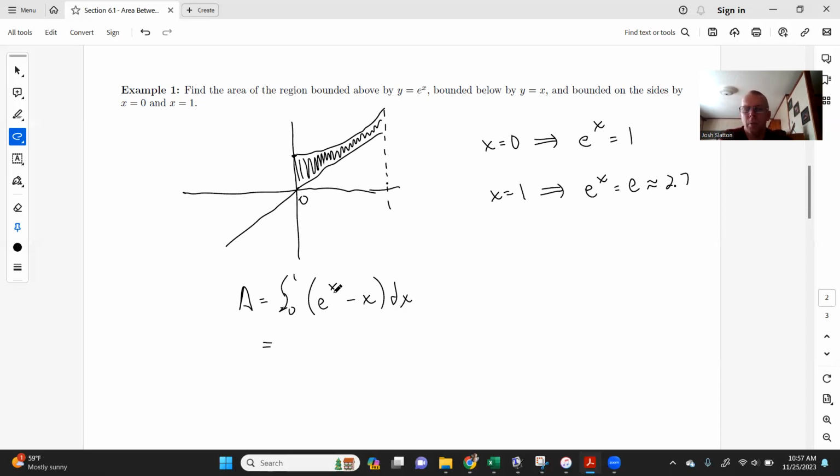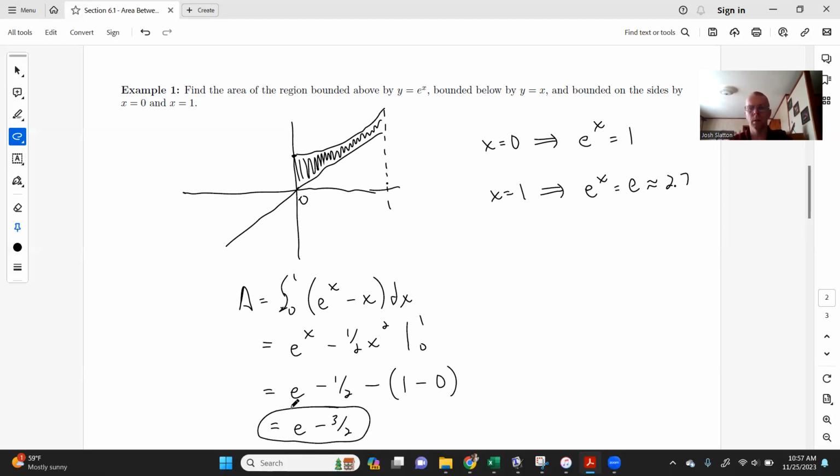It's a fairly straightforward integral. The antiderivative of e to the x is e to the x. The antiderivative of x is 1/2 x squared. Evaluate it from 0 to 1. So we have e to the first minus 1/2, minus, now we'll evaluate at 0, e to the 0, which is 1, and then 1/2 times 0 squared would be 0. So then the answer is e minus 3/2 for that.